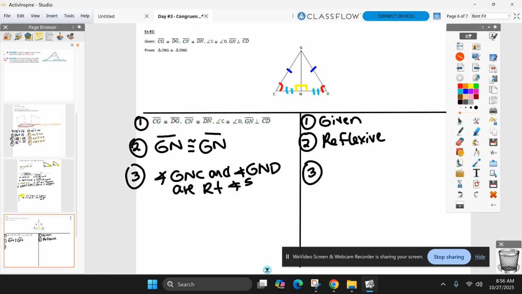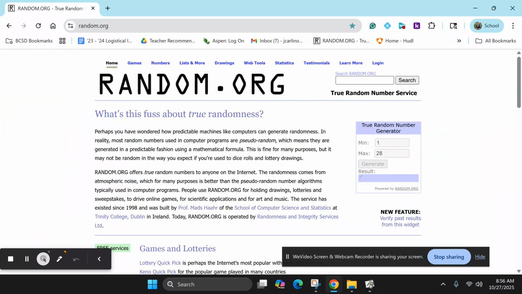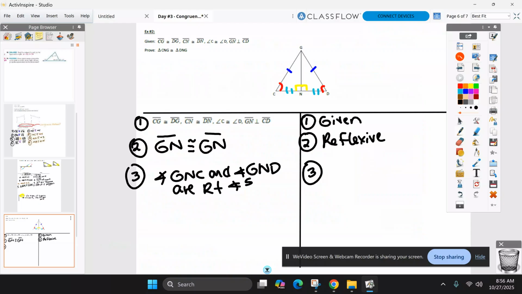Why did everyone put the boxes there? How do we know they're right angles? What told us that? Lola? What in the given said you better put them there? It says that they're parallel. Parallel? Or perpendicular. Perpendicular. Perpendicular lines form right angles.